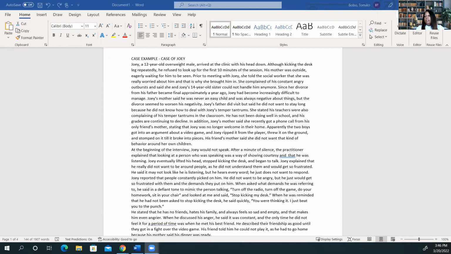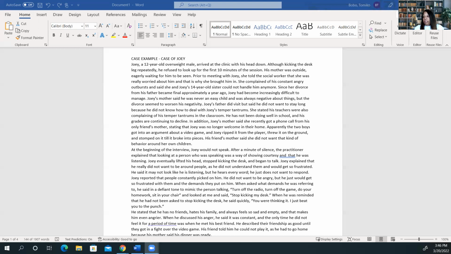She complained of his constant angry outbursts, and she said that Joey's 14-year-old sister couldn't handle him anymore. Since her divorce became final about a year ago, Joey had become increasingly difficult to manage. Joey's mother said that he was never an easy child and always had negative thoughts about things, but the divorce seemed to increase the negativity. So we see right there that it was an event that increased the negativity.